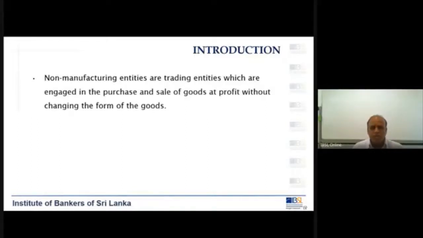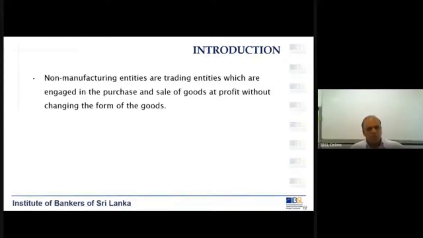But here what we are looking at is non-manufacturing entities, which means they are not going to produce the goods. Their main objective is to purchase the goods from another entity and sell them in their showrooms, shops or company with the objective of making a profit. These types of organizations are known as trading entities because they are involved in the trading of goods that they intend to sell.